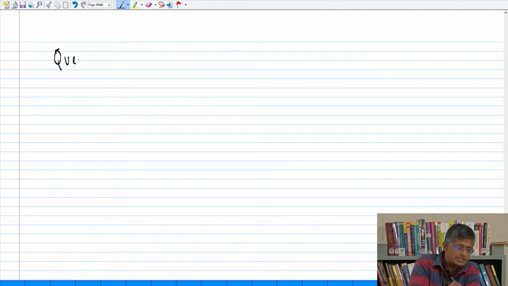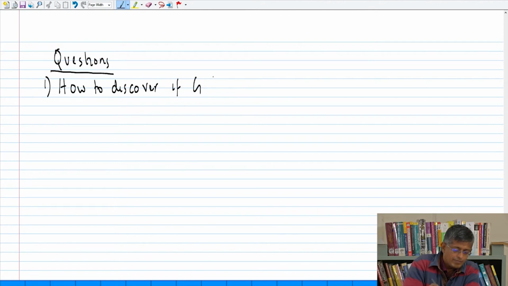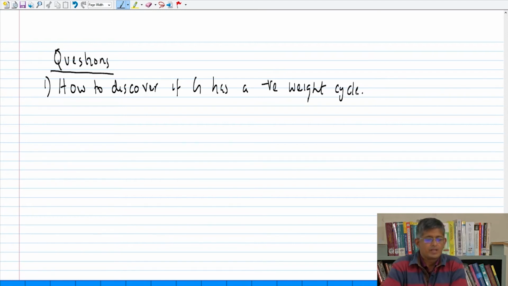So here is a whole set of questions. The first one is, how to discover if the graph G has a negative weight cycle? Because if you have to choose to run Dijkstra's algorithm, you need to know whether the graph has a negative weight cycle. So here is one question which is closely related to the shortest path problem. Edge weights are there, how to discover if the graph has a negative weight cycle?